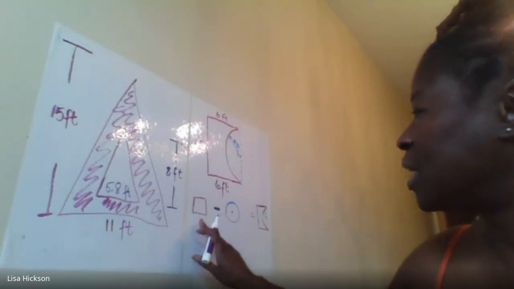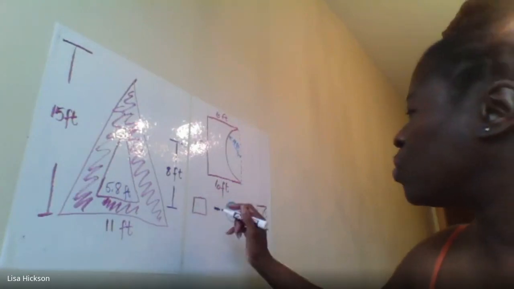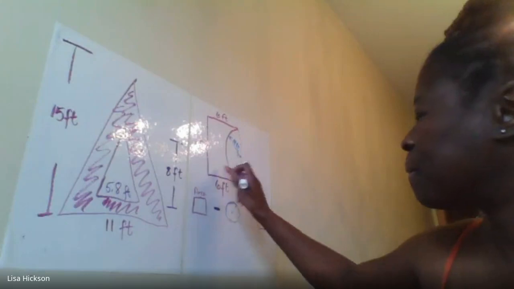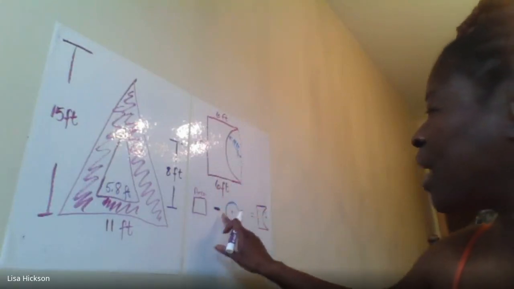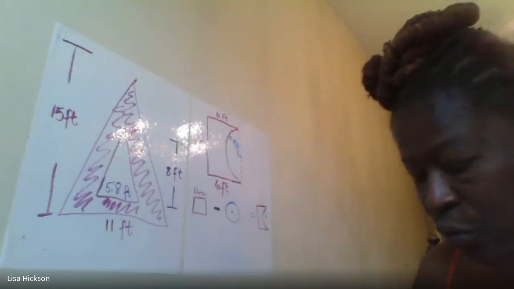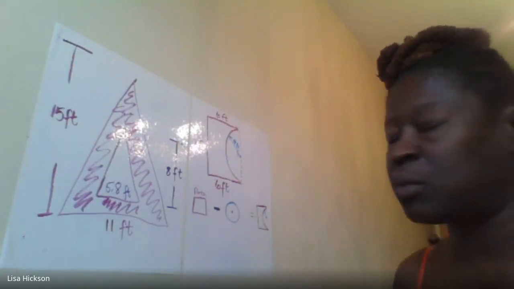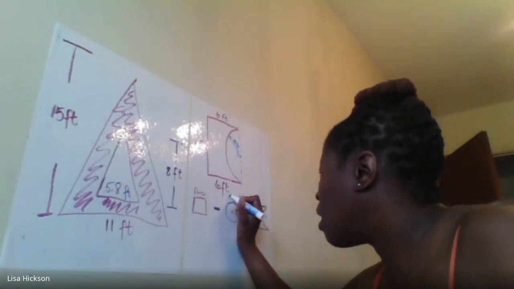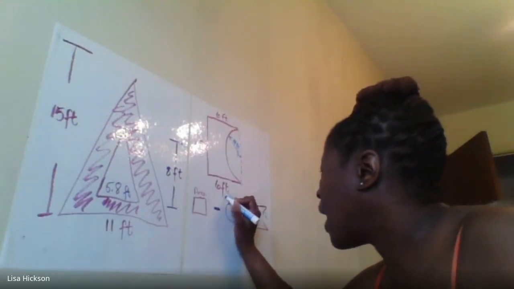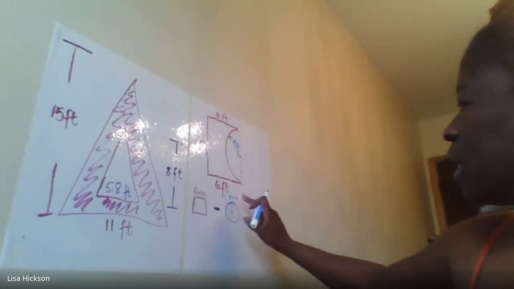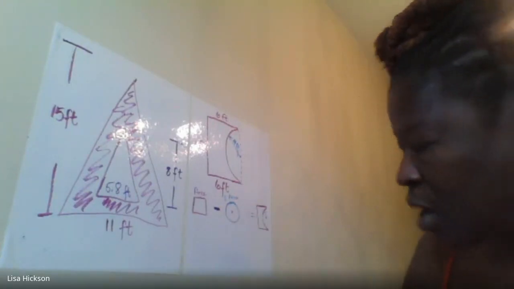So now, again, we are going to take the area of the square and we're going to subtract. Now, again, we don't have the whole circle. So then we're going to subtract half the area of a circle, and we're going to get the area of our shape.